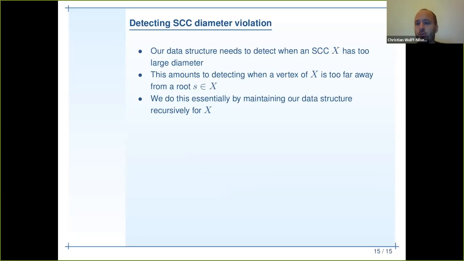So the idea is to apply our data structure recursively on SSEs. But this is the most technical part of the paper. I will not have time to go into the details. So I think I'll stop here.